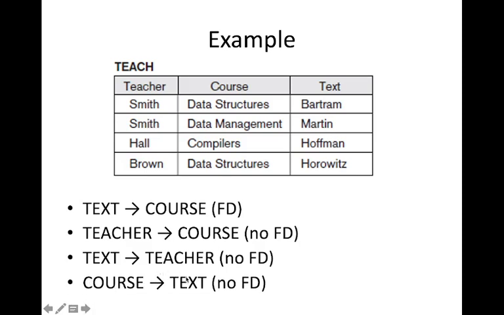Similarly, there is no functional dependency from course to text also. We have data structures here. We have t1 of x equal to t2 of x, but t1 of y not equal to t2 of y. So there is no functional dependency here also. Okay.